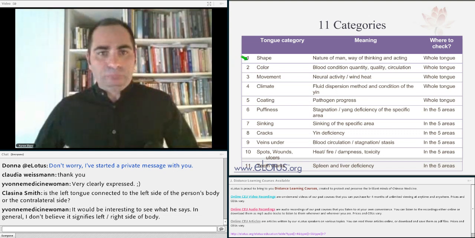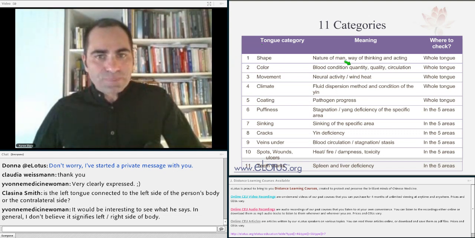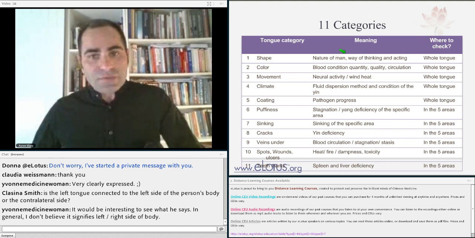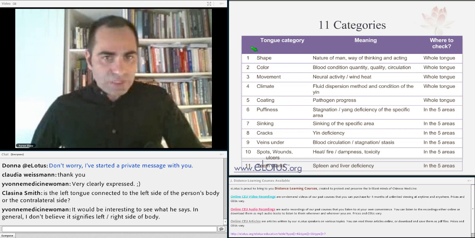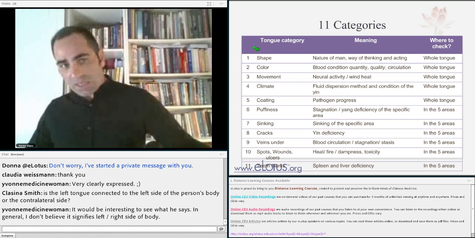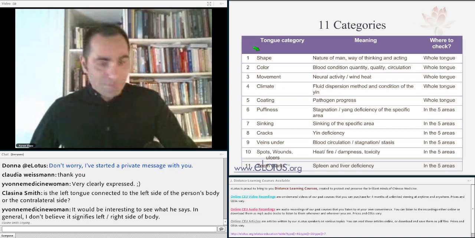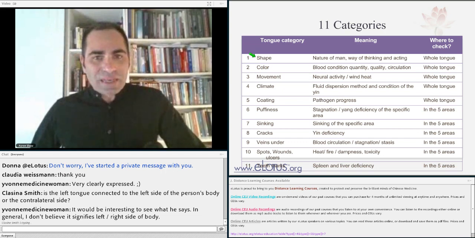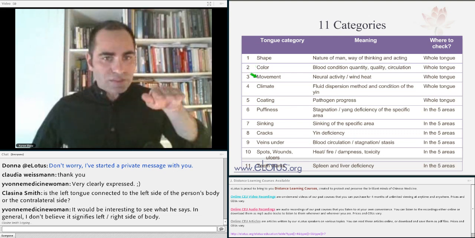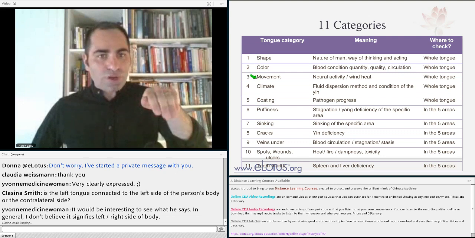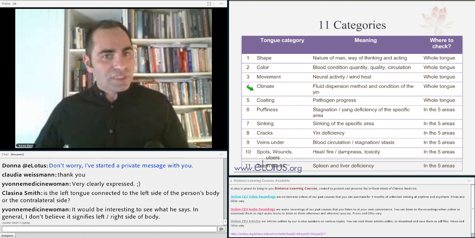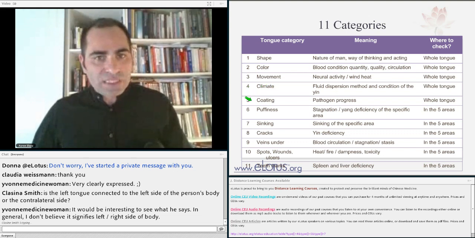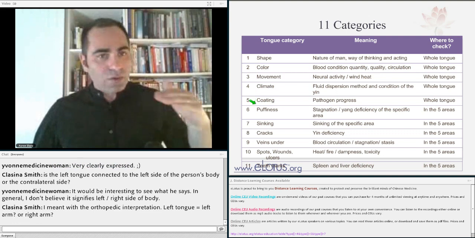You can see on this table that I have the category, then the meaning of that, and then where to check it. There are things that I will check on the whole tongue, and things that I can see on the whole tongue but also more specifically on the 5 areas. If I start with the shape, for example, I will go through each of them right now. I see time is running, but basically we have the shape, the color, and the movement of the tongue, which means on the sides or trembling. We have the climate, if it's wet or cold, which basically represents the fluids. The coating can be on the whole tongue or on specific areas.